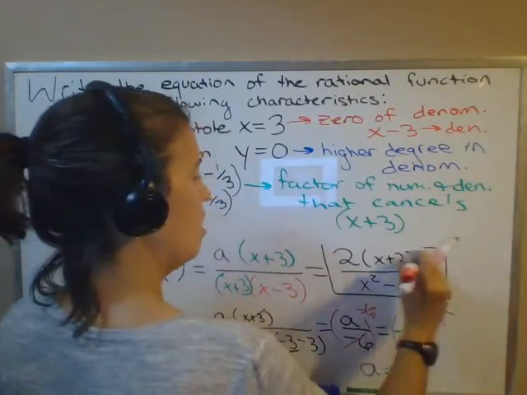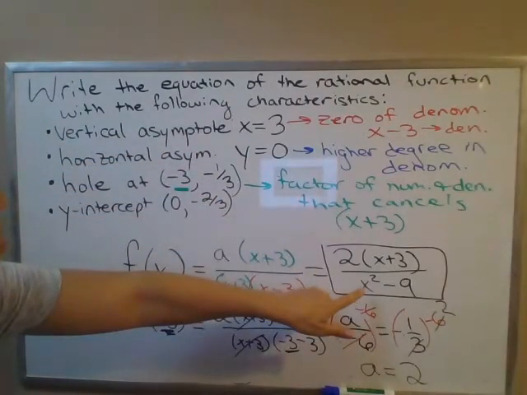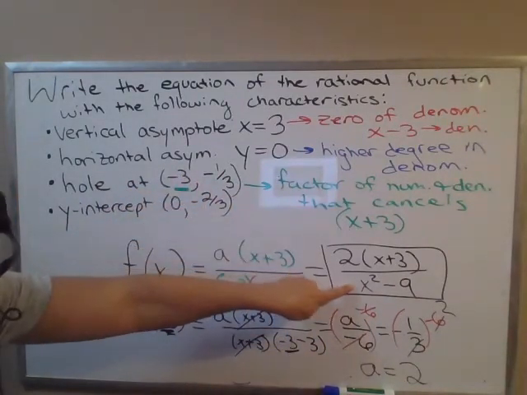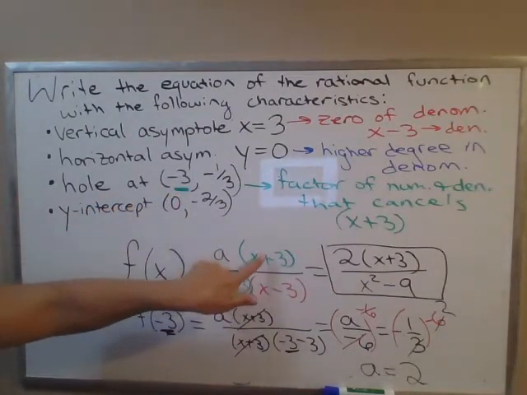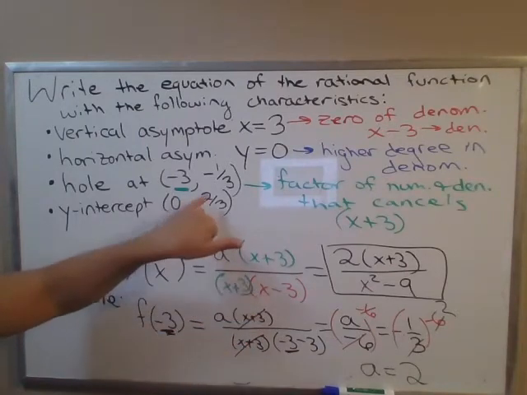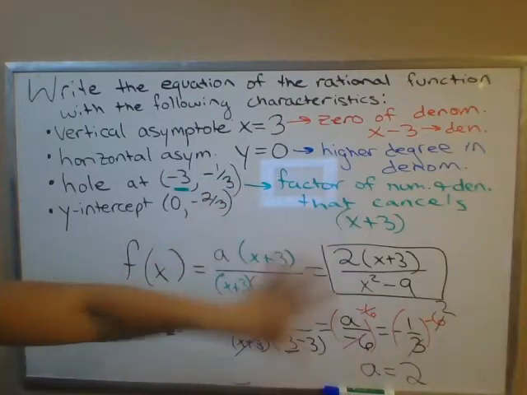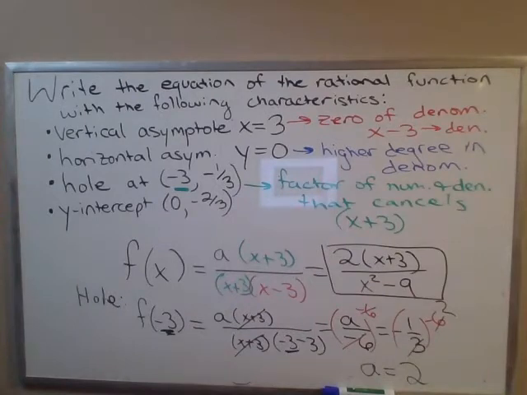So there's the equation of the rational function, at least one that meets these first 3 requirements. Note that, okay, vertical asymptote at x equals 3. Yeah, because that's a 0 of the denominator. Horizontal asymptote at y equals 0. Yes, because we have a higher degree in the denominator. Hole at negative 3. Yes, because these factors will cancel, so that tells us there's a hole at negative 3. And if you reduce it and plug in negative 3, you will get negative 1/3. I know that's not obvious from the form I have here, but it will be satisfied.